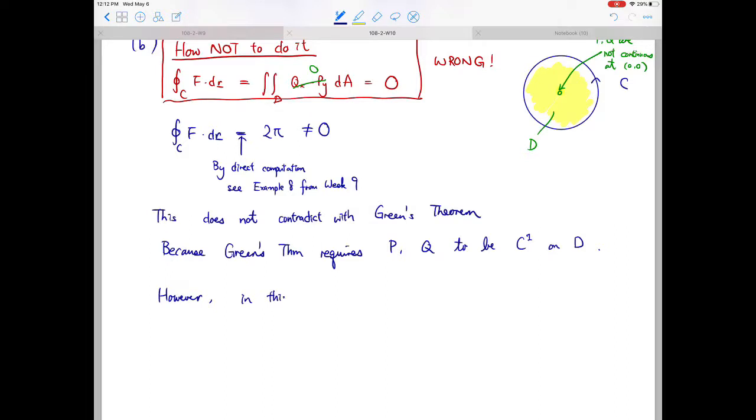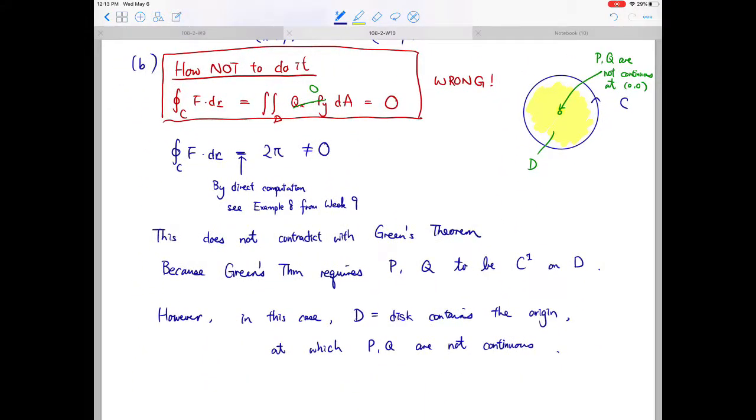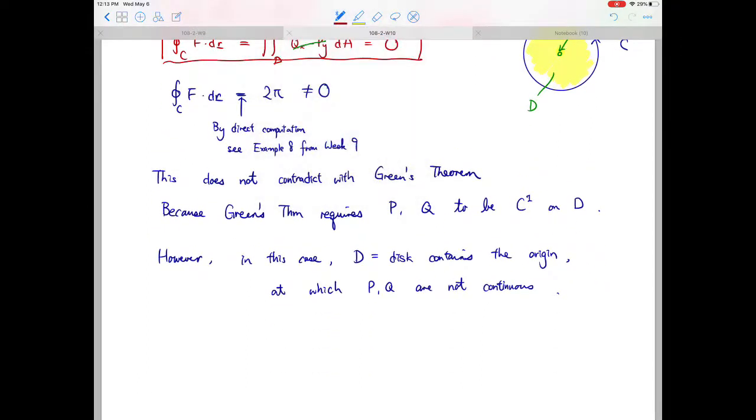However, in this case, what is D? D is the disk, but this disk contains the origin, at which P and Q are not continuous. Not continuous, so hopeless to be C1. Therefore, you cannot apply Green's theorem here. But is that the end of the story? So, spoiler alert.